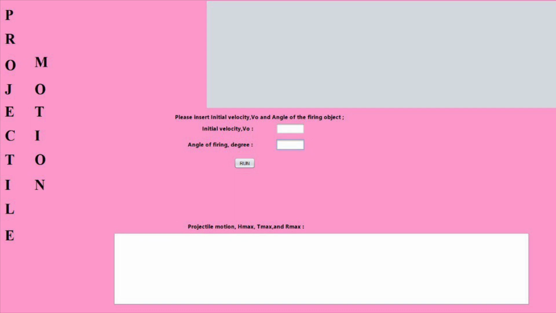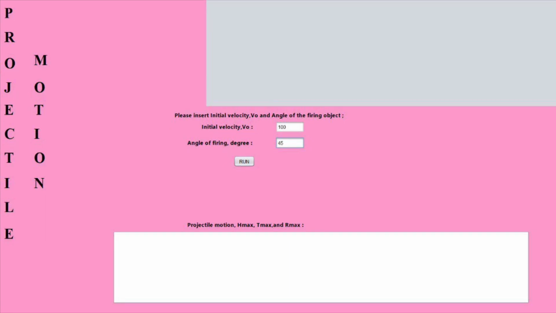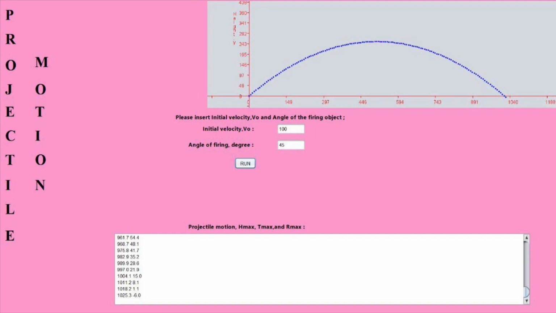Lastly, let us look at my Java GUI programming regarding projectile motion. Firstly, we need to enter the input for the initial velocity, 100, and 45 degrees for the angle of firing. And the best part is, the plotted graph will be shown in this section of the programming. We need to press the run button and the plotted graph will be shown in this programming section.